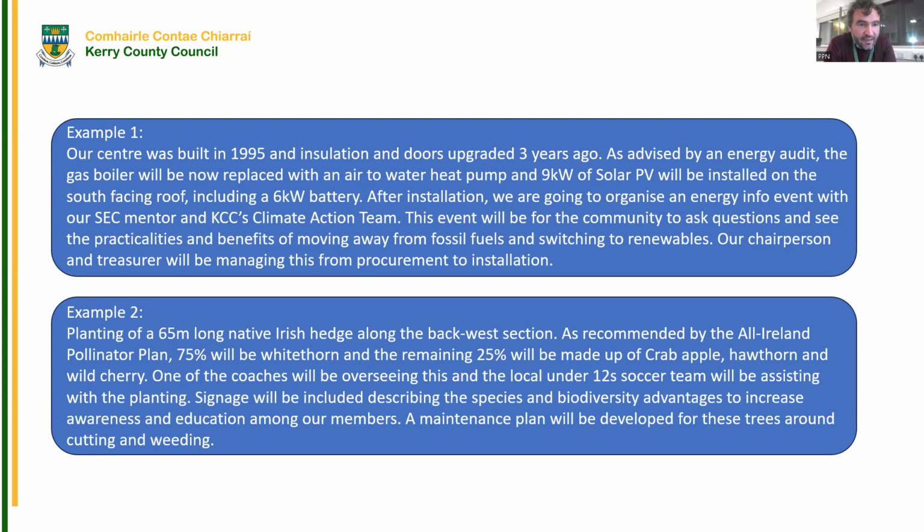Another example would be we're planting a 65-meter native Irish hedge along the southwest section, as recommended by the All Ireland Pollinator Plan. 75% will be white thorn, and the remaining 25% will be made up of crabapple, hawthorn, and wild cherry. One of the coaches will be overseeing this, and the local under-12 team will be assisting with the planting. Signage will be included describing the species and biodiversity advantages to increase awareness and education amongst our members. A maintenance plan will be developed for these trees around cutting and weeding.